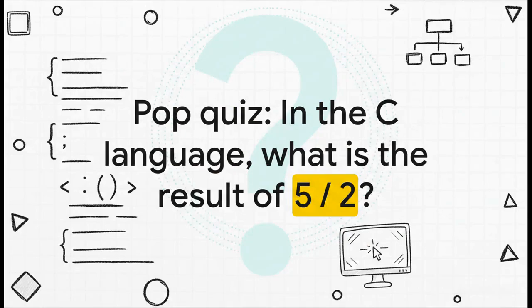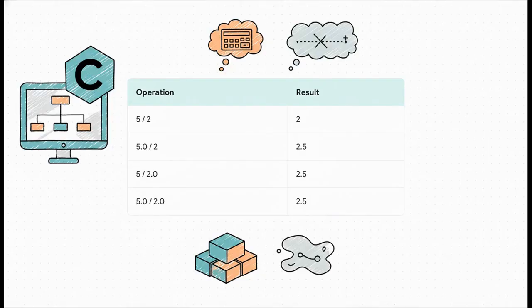In all the math you've ever done in school, 5 divided by 2 is 2.5, right? Simple. But what do you think a C program says the answer is? Okay, you ready for this? The answer is 2. Just 2. Weird, right? Well, here's why. In C, when you divide a whole number, an integer, by another whole number, the result has to be a whole number too. So the computer just chops off the decimal part.